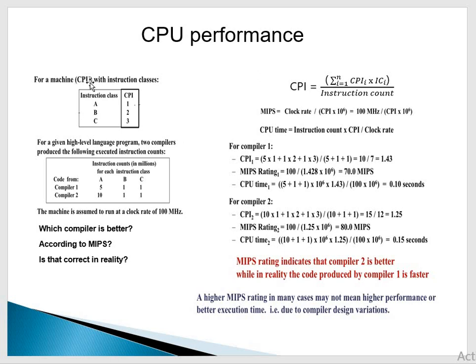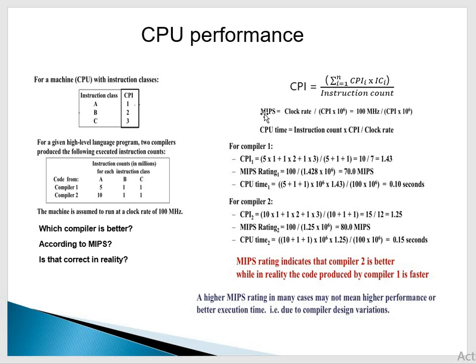Now if we want to use the same machine for high level language programming by using two different compilers, and this will be the input of the compiler, we will have to find out the performance of these two compilers with respect to the MIPS and its CPU time. If we look at the given inputs, for compiler 1, 5 million instructions of type A will have to be executed. For type B, 1 million. Then for type C, again 1 million. For compiler 2, 10, 1 and 1 million instructions will be there for type A, B and C respectively.